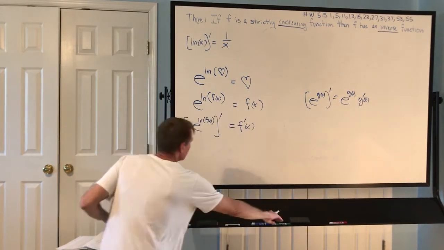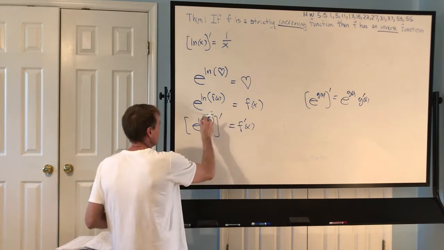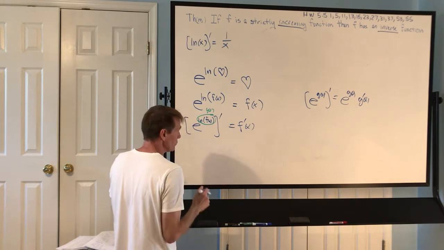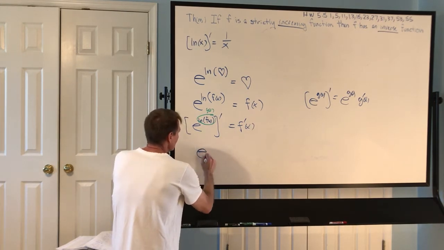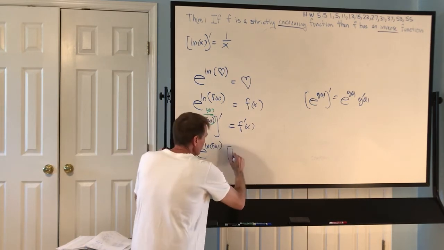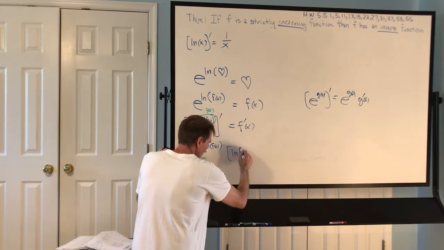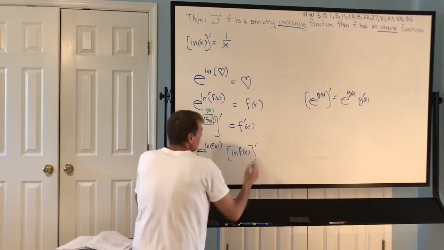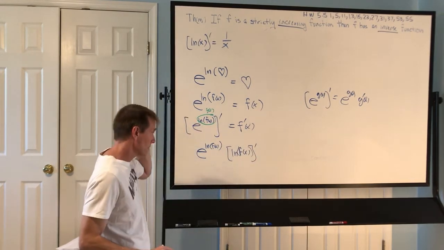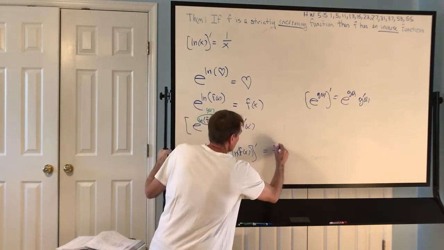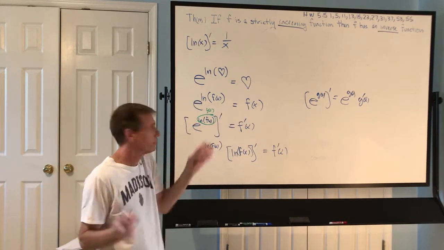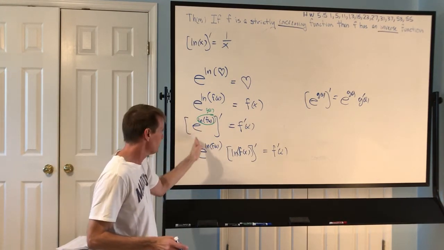This is my g of x. So taking the derivative of this, it would be e to the natural log of f of x times the derivative of g of x. The derivative of natural log of f of x would be equal to f prime of x. So all I'm using is our chain rule for the exponential to do this here. So now I've got this is equal to this.